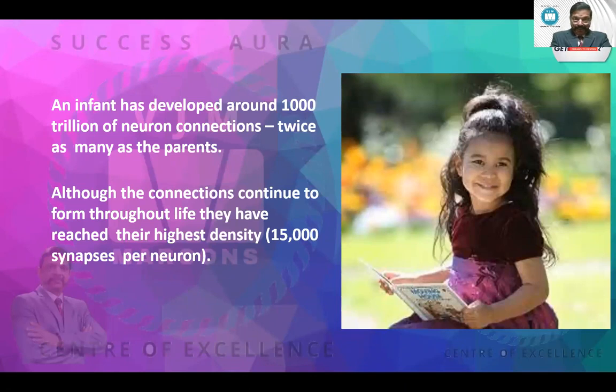An infant has developed around 1,000 trillion neuron connections, twice as many as parents. Although connections continue to form throughout life, they reach their highest density of 15,000 synapses per neuron. A synapse is nothing but a neuron's axon meeting another neuron and firing together.